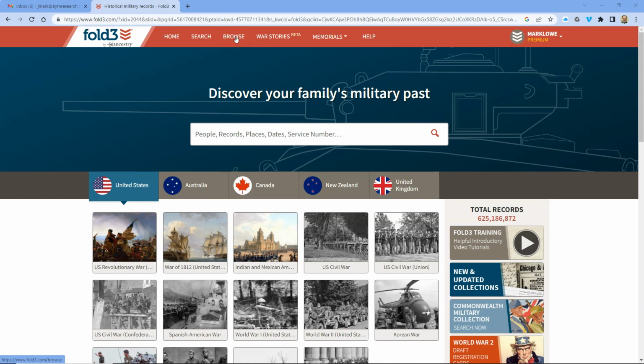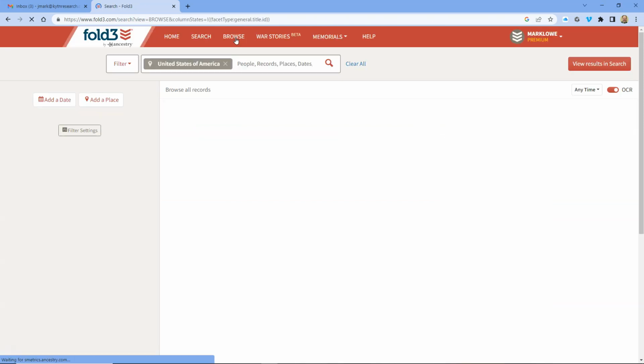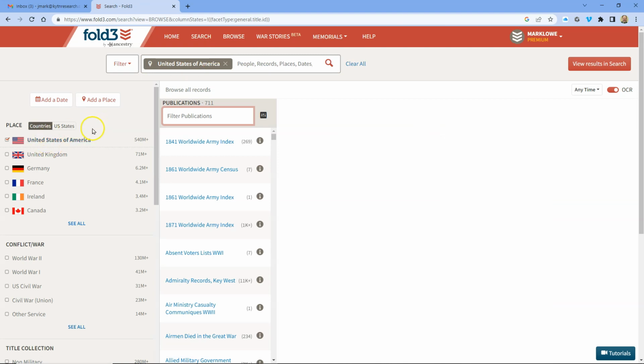Okay, so let's do an example here, and we're going to browse. The first thing it's going to do is show us all the countries for which there are records. And I am going to be using the United States. Notice it's already checked for me. And then I want to actually look for somebody's service in the War of 1812. So I'm going to scroll down.